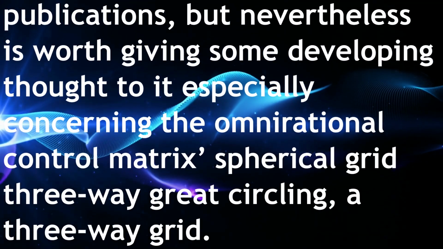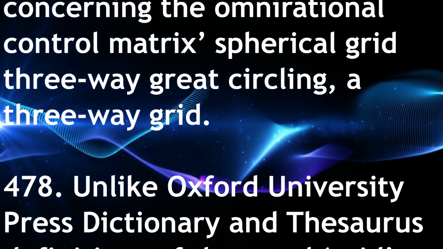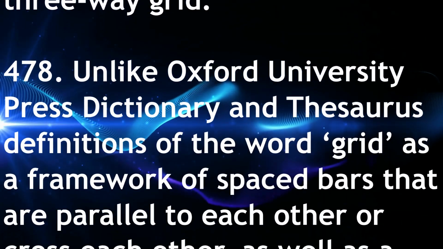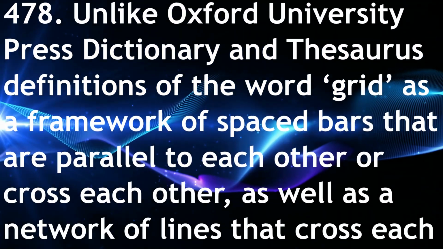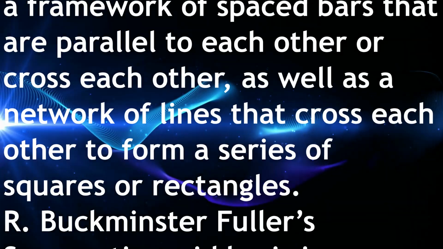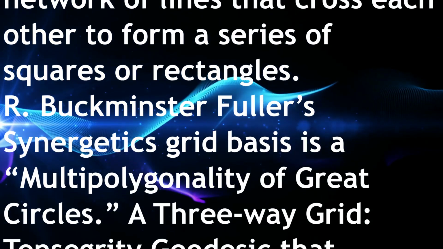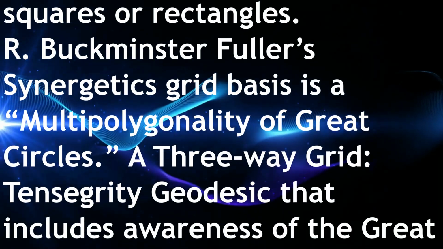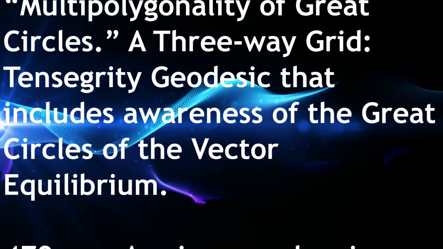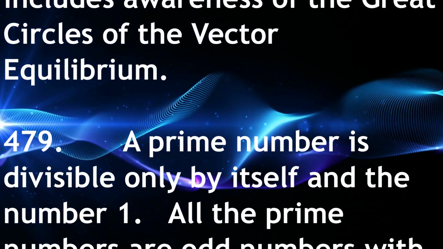three-way great circling, a three-way grid. Unlike the Oxford University Press Dictionary and Thesaurus definition of the word grid as a framework of spaced bars that are parallel to each other or cross each other, as well as a network of lines that cross each other to form a series of squares or rectangles, our Buckminster Fuller synergetics grid basis is a multi-polygonality of great circles, a three-way grid, tensegrity, geodesic, that includes awareness of the great circles of the vector equilibrium.